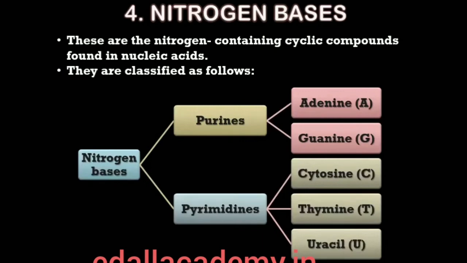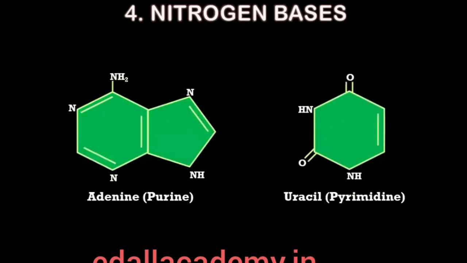It is followed by nitrogenous bases, also given under micromolecules. These are the nitrogen containing cyclic compounds found in nucleic acids. These are classified as follows. Nitrogen bases are broadly divided into purines and pyrimidines. Purines, example adenine and guanine. Pyrimidines, example cytosine, thymine and uracil. See the flow chart. Nitrogen bases with diagrammatic representation are given very clearly.